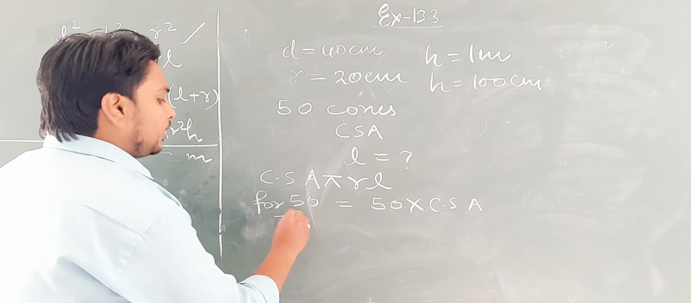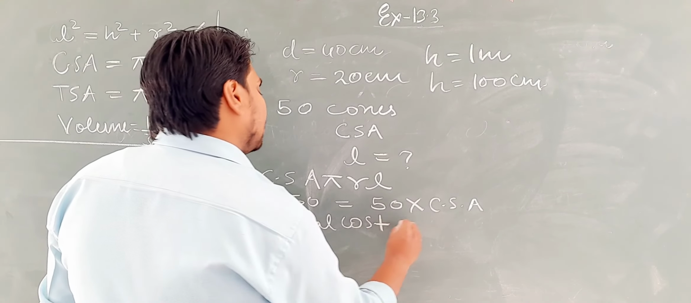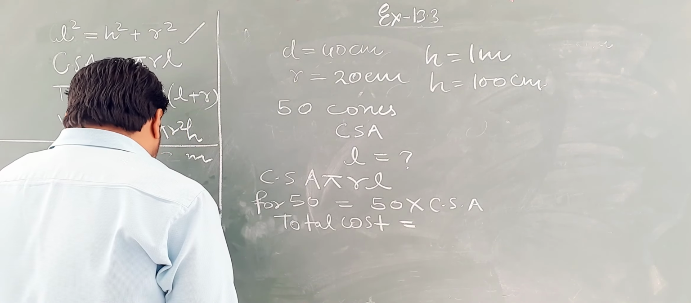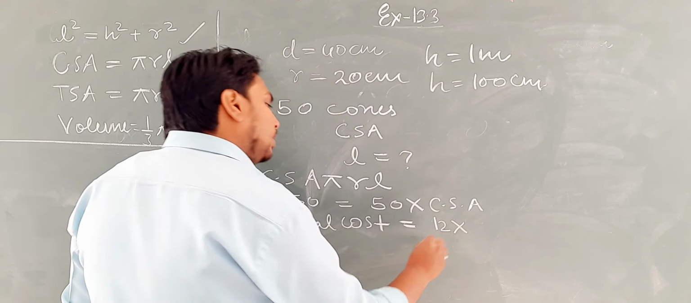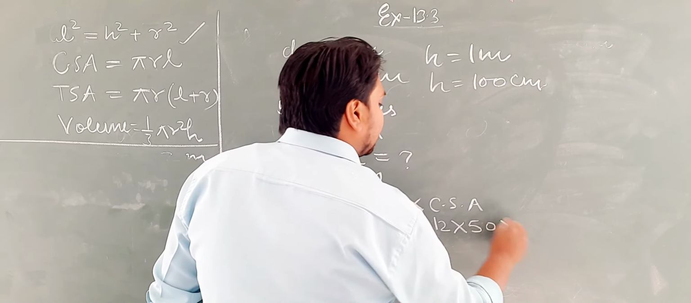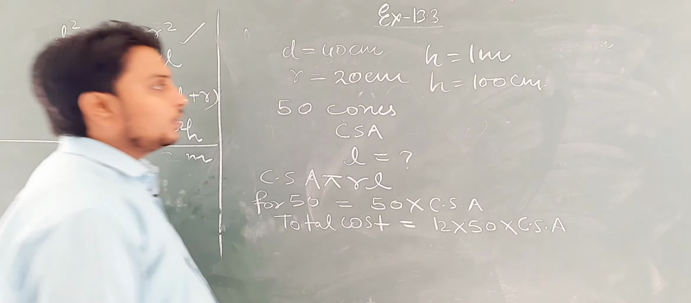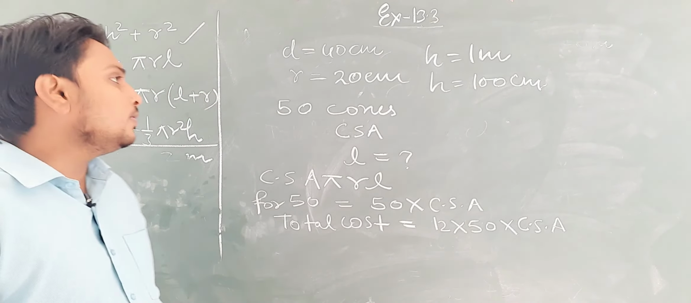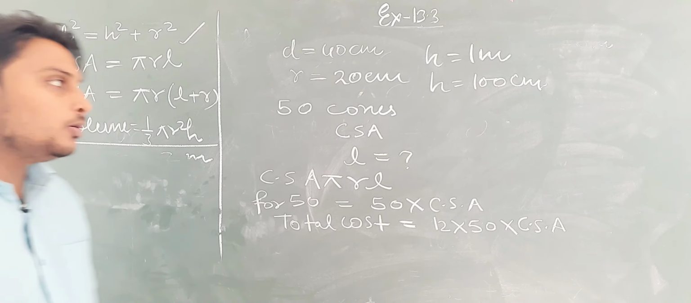Now you have to find the total cost. The cost is given as 12 rupees per meter square. So you have to multiply 12 into 50 into the curved surface area. So note it down as a hint and solve this question by yourself. Just pause the video and note it down.